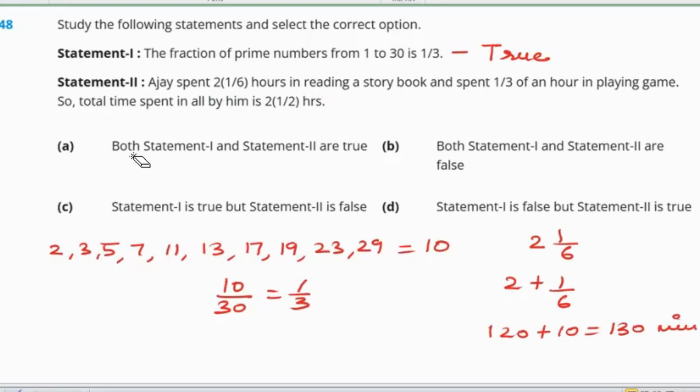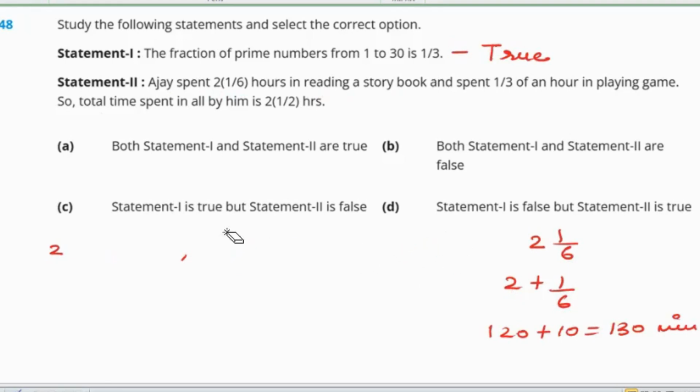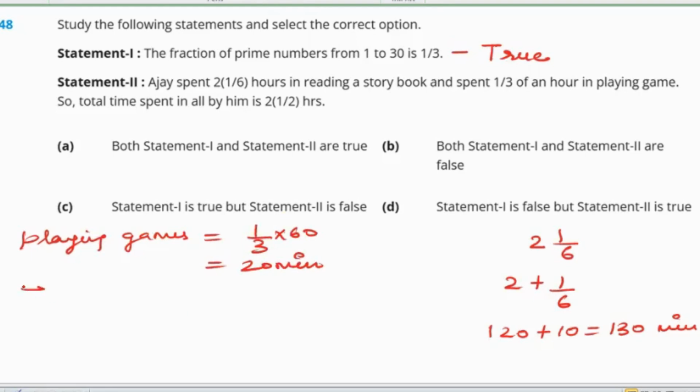Okay. Now the next part is saying that 1 by 3 of an hour he is spending in playing the games. So if we are finding how many total minutes he is spending in playing games, that will be 1 by 3 of 60. So that is equal to 20 minutes. The total time he is spending in all the things will be 130 plus 20. We are getting 150 minutes.